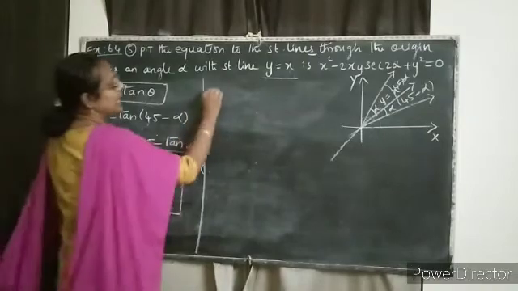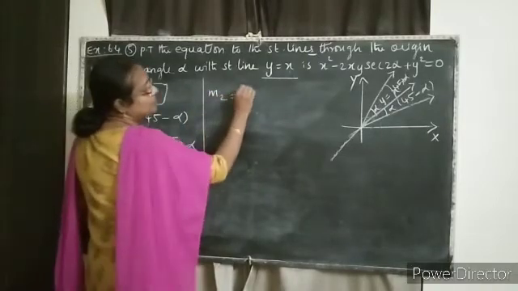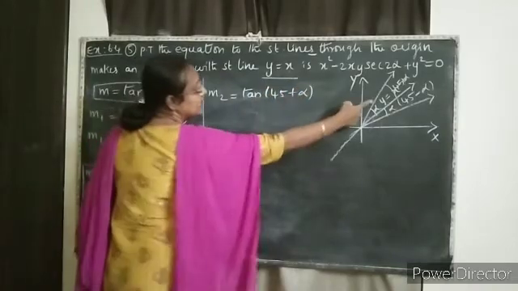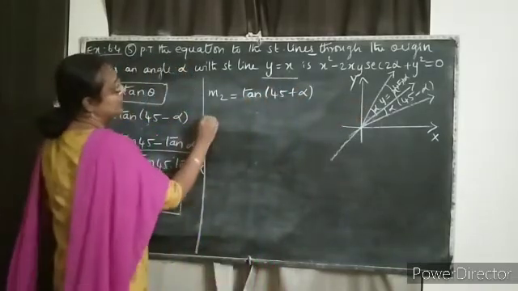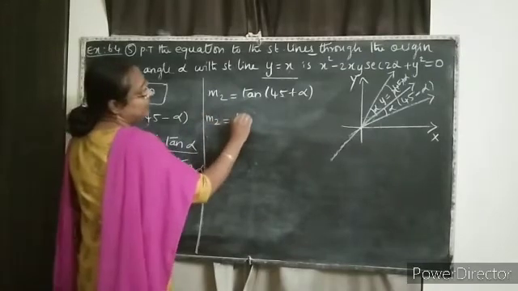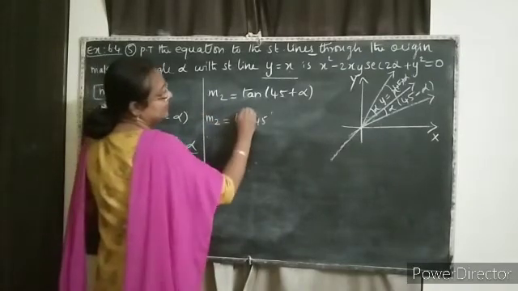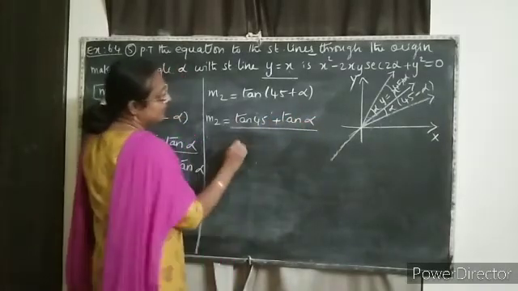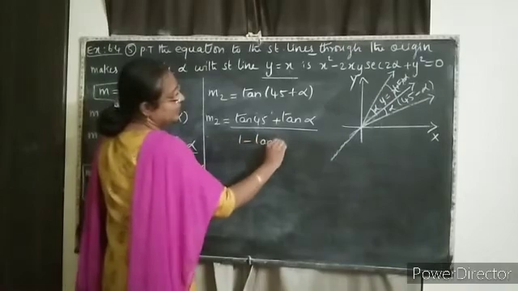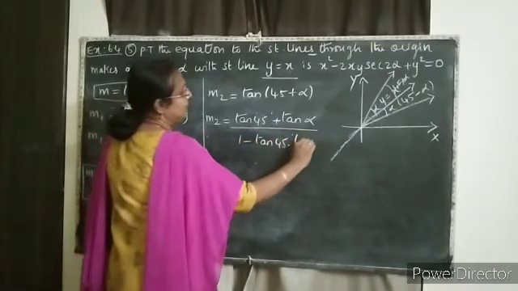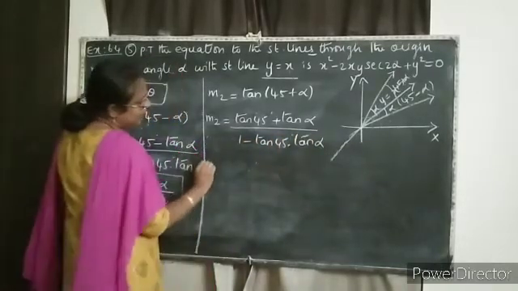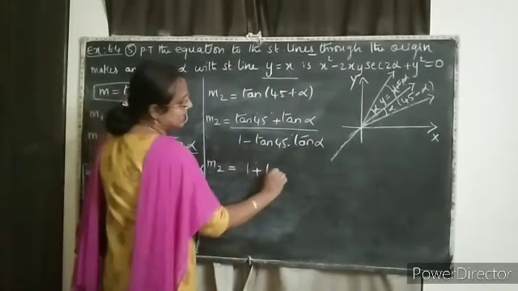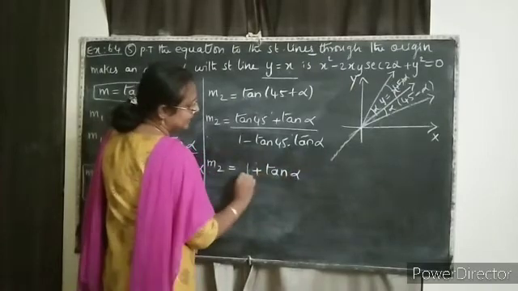Now we are going to find the M2 value same. So M2 value will be tan of 45 plus alpha, isn't it? The second angle is 45 plus alpha. So what will be M2 now? Tan of 45 degree plus alpha, which is tan 45 plus tan alpha divided by 1 minus tan 45 into tan alpha. Yes or no? Okay.